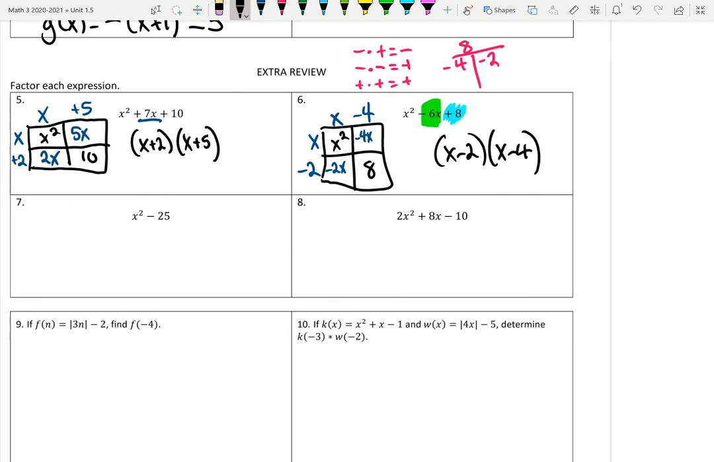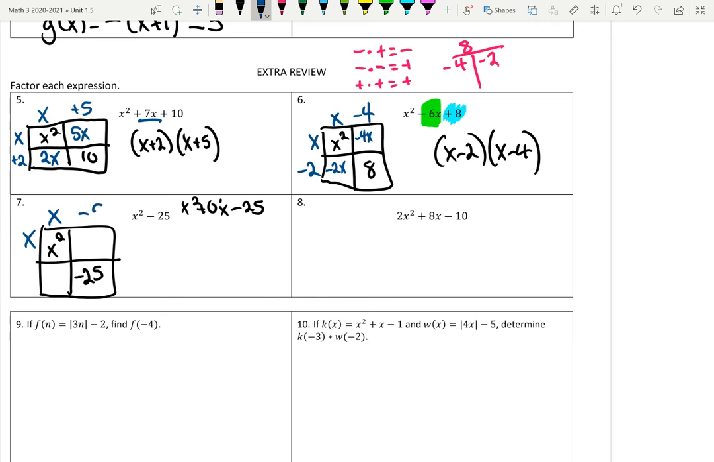Okay, looking at this in standard form for this next one, 7. I see it in my mind's eye as x squared plus 0x minus 25. So when I write my area model out, I want my two terms to cancel. Negative 25, I know that x times x is going to be x squared. 25 only really has the factors of 1 and 25 and 5 and 5. So I'm going to make sure that one of them is negative, one of them is positive.